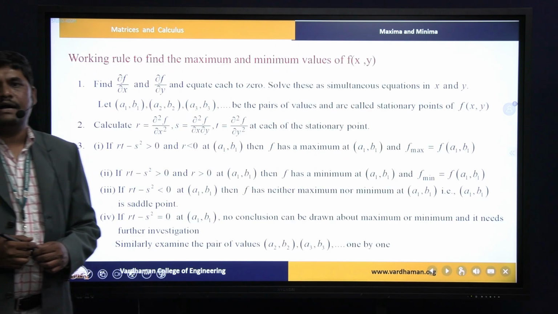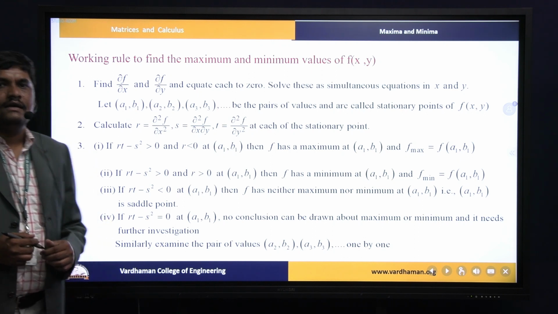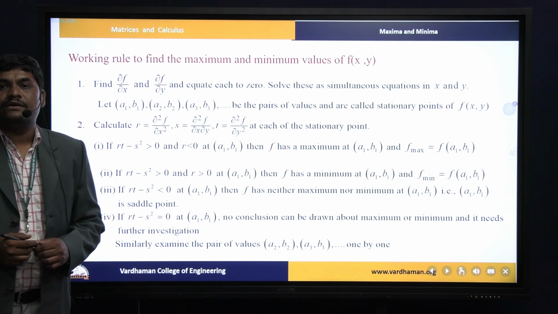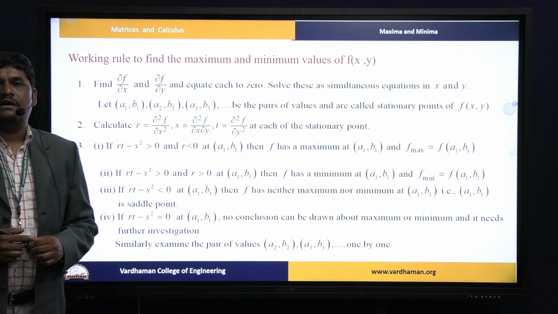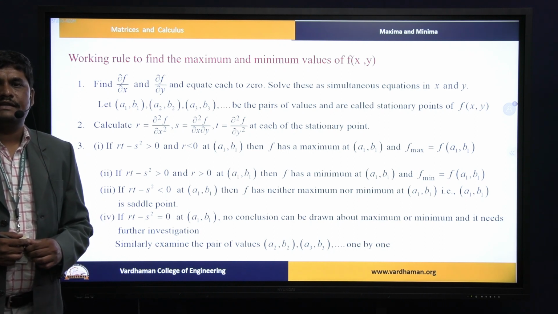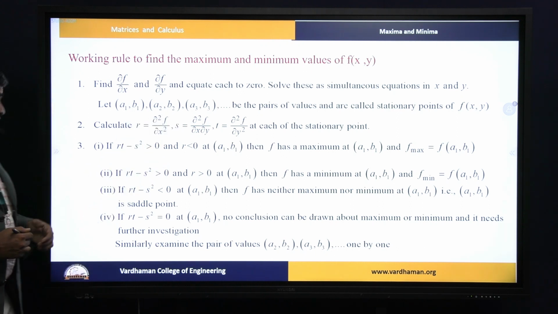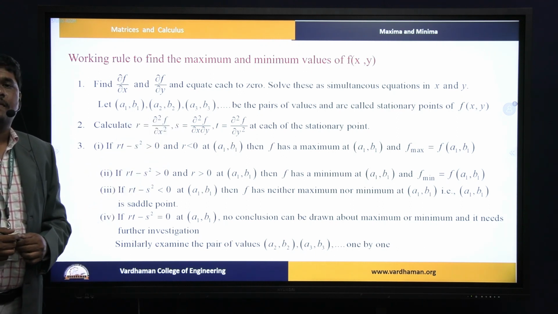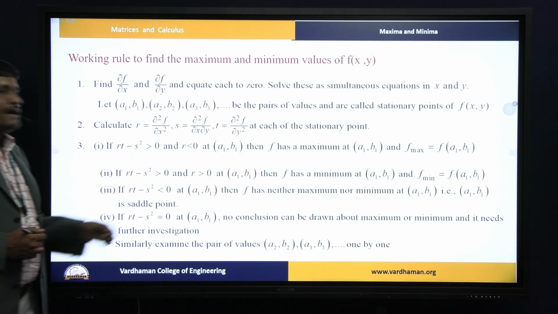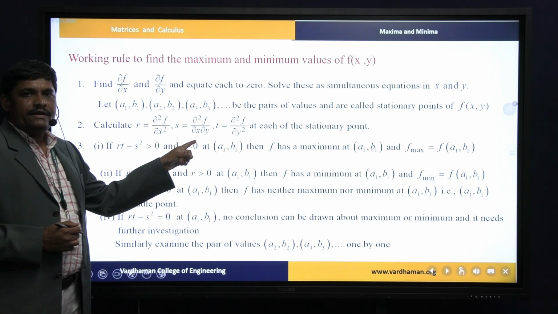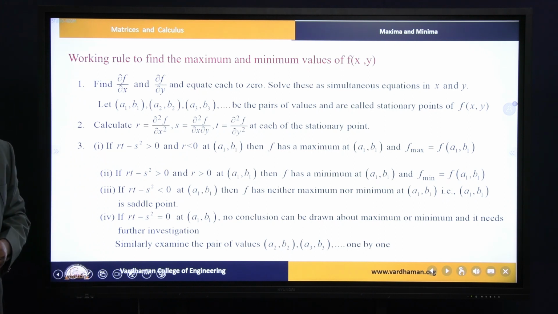Working rule to find maxima and minima values of f of x,y. We have certain rules. First, you have to find dou f by dou x and dou f by dou y and equate them to 0. If you solve those equations, you will get stationary points. Those I am taking here as a1,b1, a2,b2, a3,b3 like that. Second, calculate the second partial derivatives, namely r is equal to dou square f by dou x square, s is equal to dou square f by dou x dou y, and t is equal to dou square f by dou y square at each stationary point.